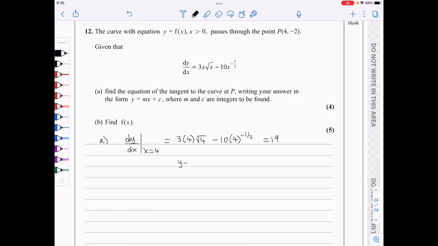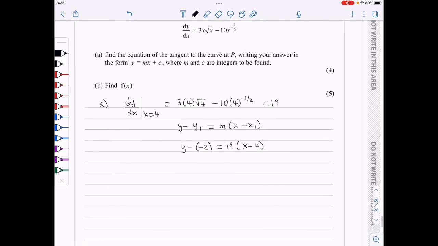For the equation of the tangent, I'm using y minus y1 is m times x minus x1. In the place of y1, it's going to be minus 2. In the place of m, it's 19. In the place of x1, it's 4. I will expand because I need to give my answer in a particular form. It's 19x minus 76. So y is 19x minus 78, the equation of the tangent.